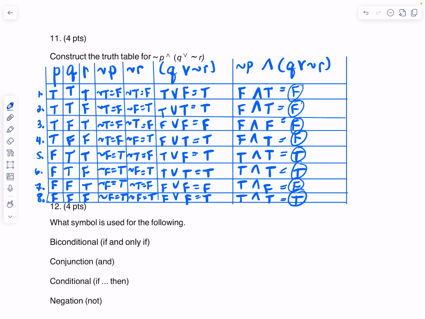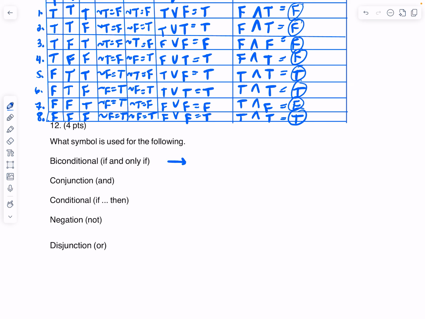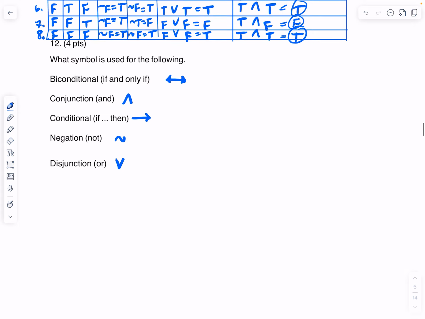Let's look at 12. What symbols are used for the following? Biconditional is the arrow with points on both sides. Or sorry, conjunction is the word and. Conditional is the arrow pointing to the right, so let me put that in the right place. Negation is the word not. And disjunction is or. So I just did the symbols for those. So that was number 12.